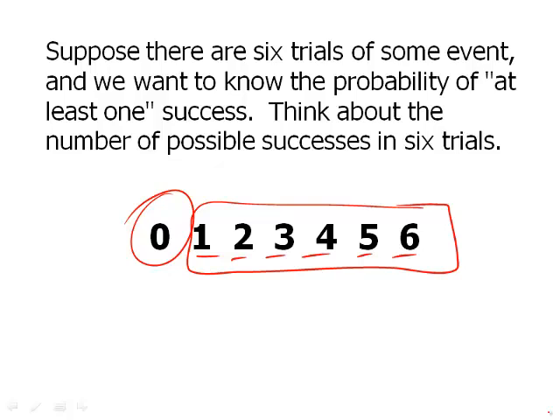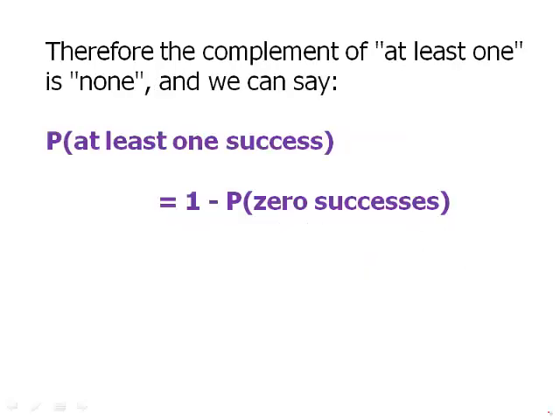So this is a huge idea. The complement of at least 1 is none. And therefore we can say the probability of at least one success is 1 minus the probability of 0 successes. So instead of having to figure out a bunch of different probabilities, which is what we'd have to do if we figured it out directly, we can just figure out one probability, often a very, very easy probability to figure out, the probability of something happening no times at all, and subtract it from 1, and we're done. So I'll show you a couple examples of why this is so powerful.